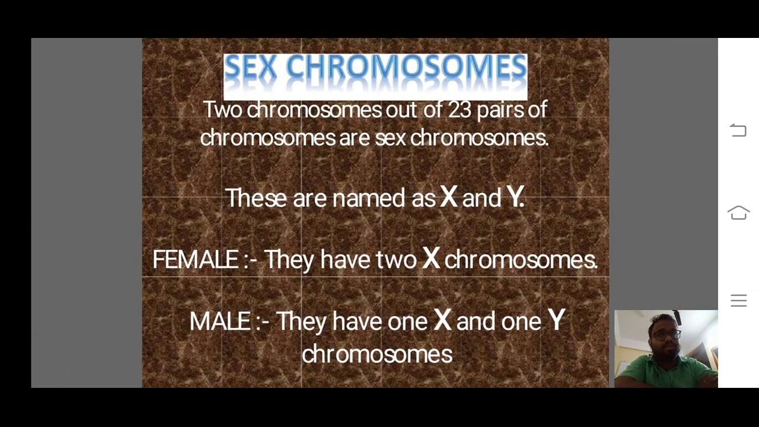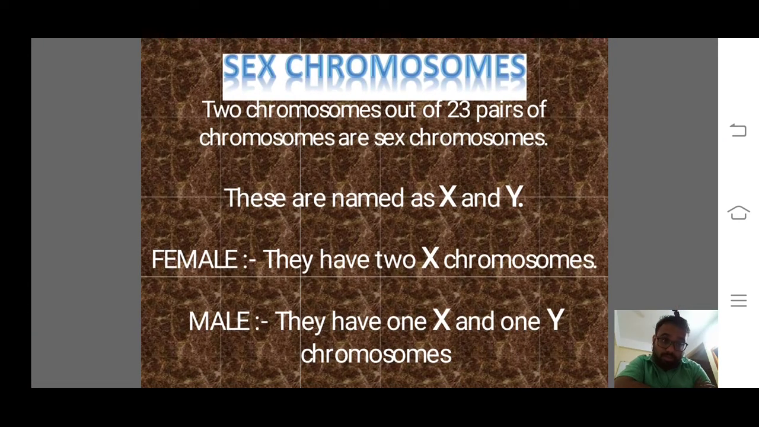Next, sex chromosomes. Two chromosomes out of 23 pairs are called sex chromosomes, because they determine the sex. These are named X and Y. So out of 23 pairs, you have 2 chromosomes whose names are X and Y. Females have 2 X chromosomes. In males, they have 1 X chromosome and 1 Y chromosome.